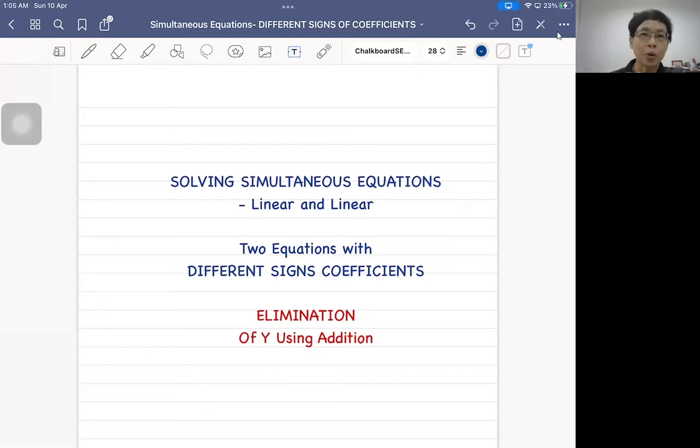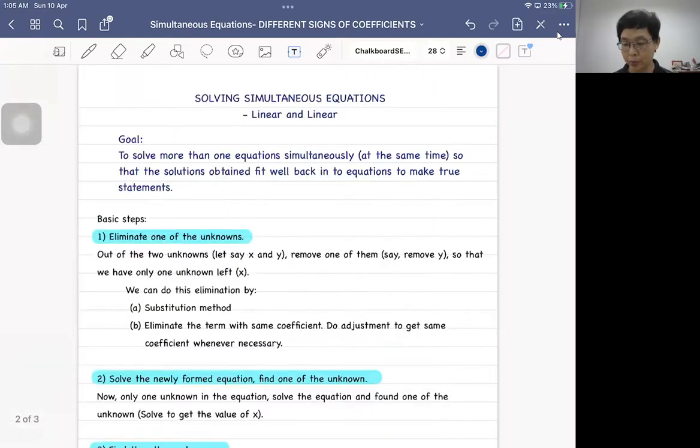And in this video, we're going to present to you another example of solving simultaneous equations involving two linear equations. As I stated on the slide, the uniqueness of the questions that we have chosen is because these two equations have coefficients that are of different signs. And this is the example that we want to show all of us, that we are able to do the elimination using addition. Let's go and take a look.